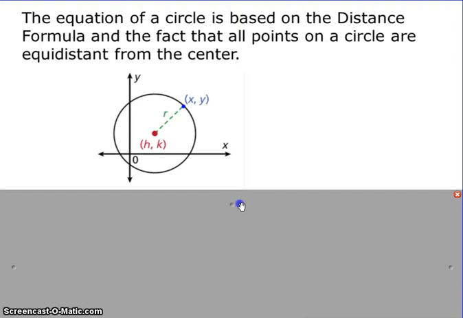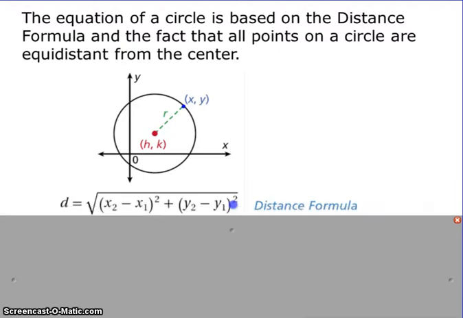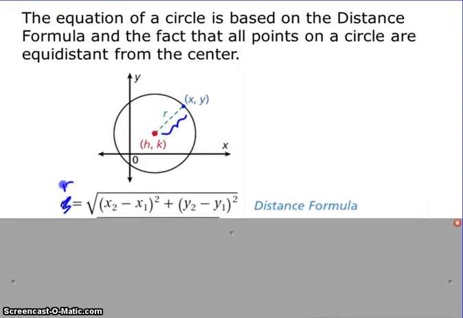Now, part of your standards is actually to derive the formula for the equation of a circle. I know you probably just groaned out loud. I can't believe we're doing this again, and this time we have to do it for a circle. It's actually not as bad as the parabola, and here's why. We have the distance formula here. The distance from (h, k) to (x, y) is r. So instead of having d, we're going to have r.